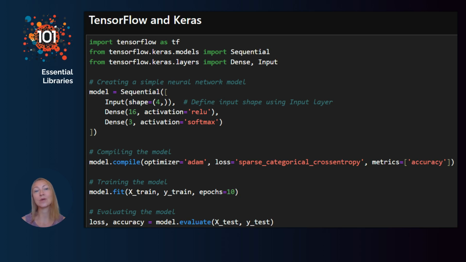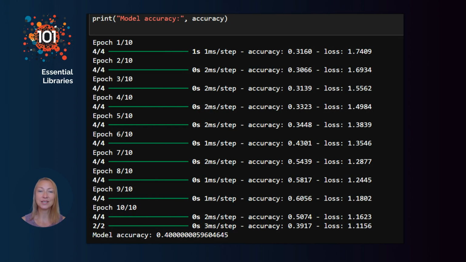Finally, after the model is trained, we evaluate it using the test data, X_test and y_test, to see how well it performs on data it hasn't seen before. The evaluate function gives us 2 things: the loss, which we can think of as how off the model's predictions are, and the accuracy, the percentage of correct predictions. We then print out the model's accuracy.